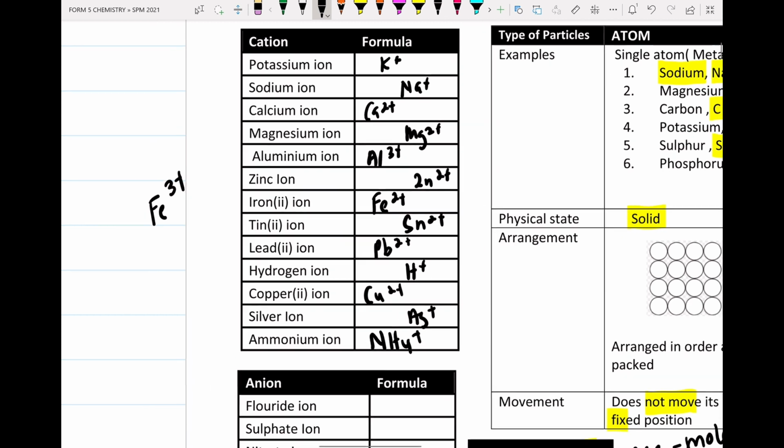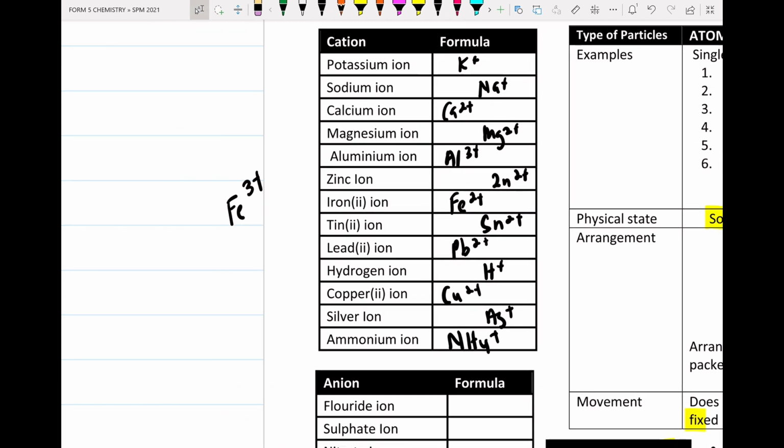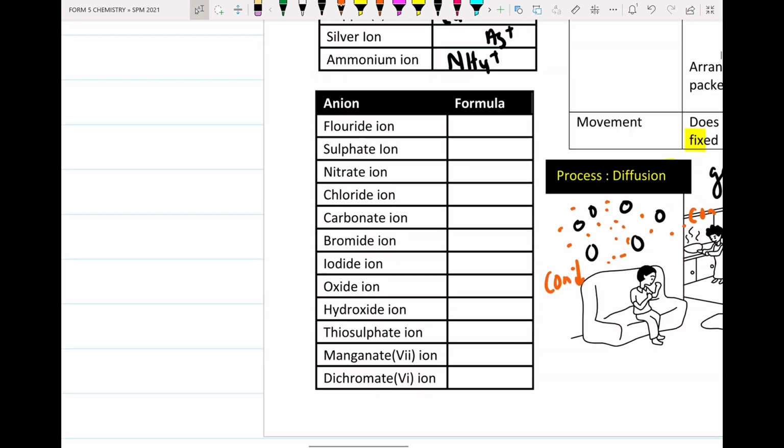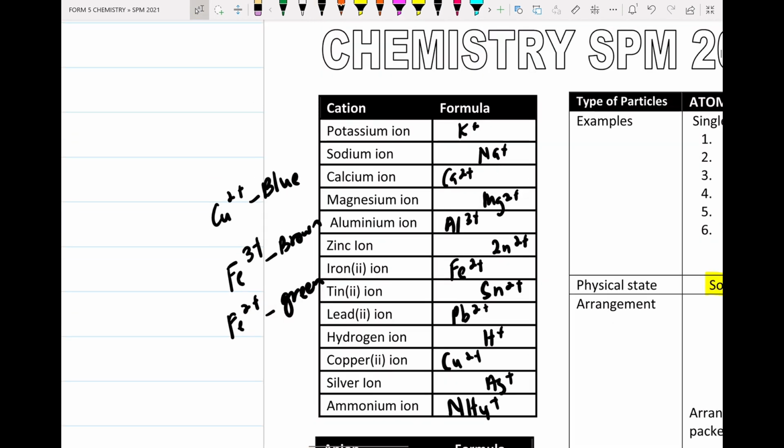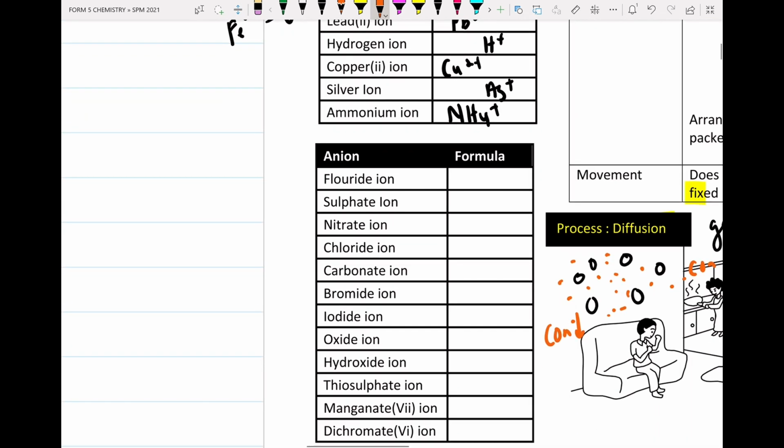Among all these ions, copper 2 ion will be blue color ion, iron 3 ion will be brown color ion, and iron 2 ion will be green color ion. The rest will be colorless ion. Students must remember. Before we move on to the anion, if in the exam they ask what is meant by cation, it is known as positively charged ions or positively charged particles. We move on to the anion.